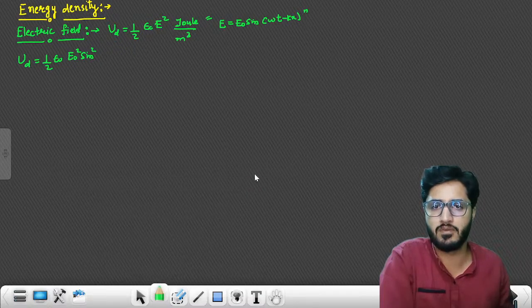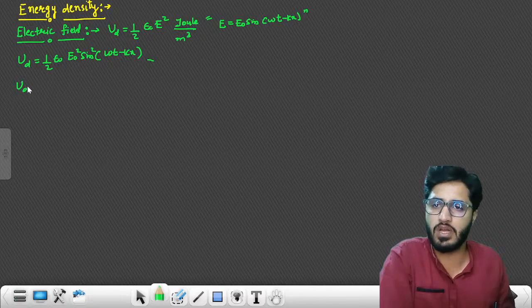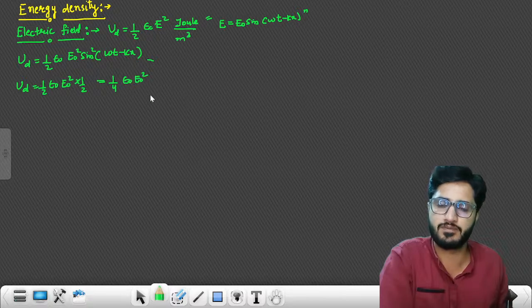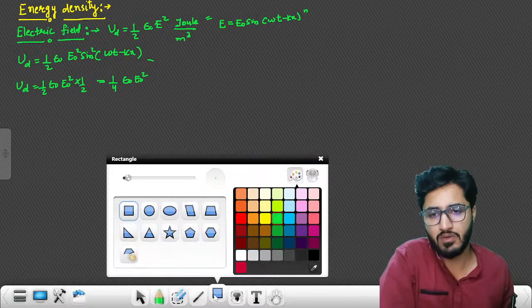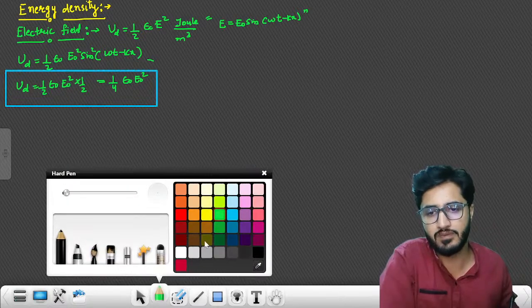So I can write here, omega t minus kx. So I can write energy density is 1 by 2 epsilon naught E naught square multiplied by 1 by 2, which came out to be 1 by 4 times epsilon naught E naught square. So now I need to take this thing into my value. Just remember this equation now.